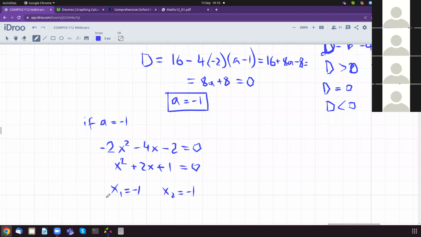Now, Samuel, you said a equals 1. Was that a mistake, or do you have something to add to this?